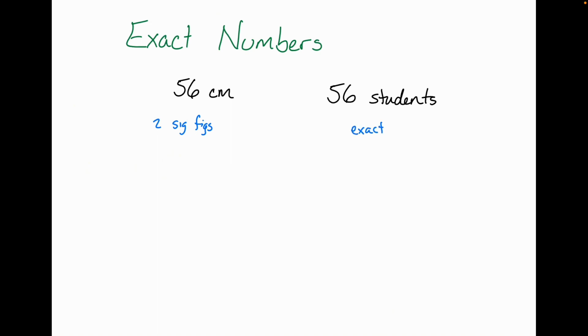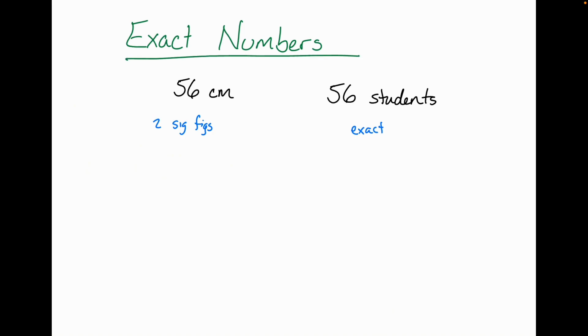Remember, the purpose of sig figs is to denote your confidence in that measurement, right? This 56, I don't know that it's 56.00. I only know that it's 56 with those 2 sig figs, okay? But if we're talking about students in this room, it's not like there's maybe 56.1 students or maybe 55.9 students, right? There are 56 students in this room. That is not a measurement, that is a count. So that is an exact number, okay?